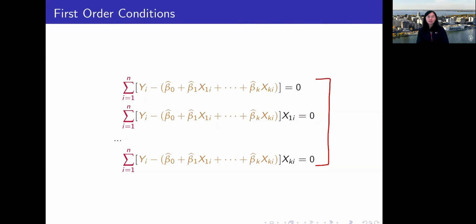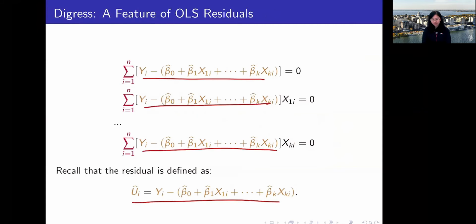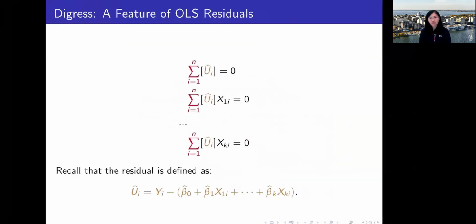digress a little bit and talk about a property that the regression residual has. Notice that this is defined to be ui hat, the regression residual. So this difference is the definition of ui hat. We can then replace all of this by ui hat. And we get the following property or feature of the regression residual. That is, the sum of the regression residuals equals 0.